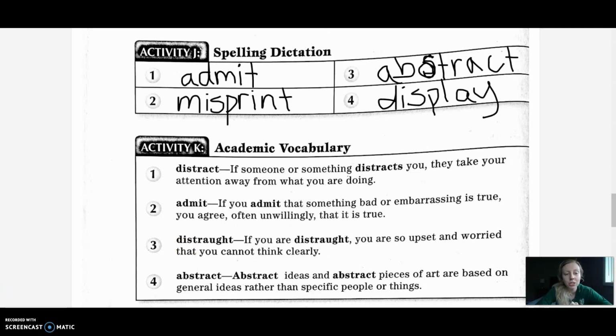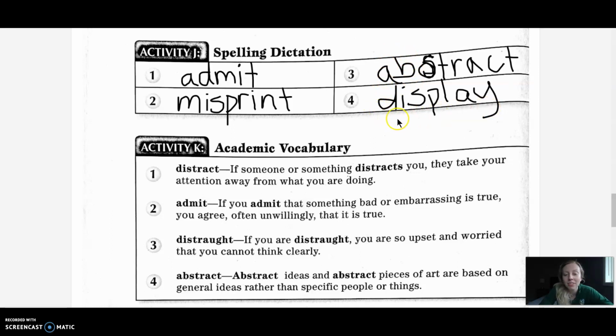All right, so here are the answers to those spelling words. So we have admit, misprint. There's that prefix, miss. We have abstract. You're going to have to excuse my spelling on this one. It's a little abstract. This is spelled A-B-S-T-R-A-C-T. Abstract. And there's that prefix ab right there.